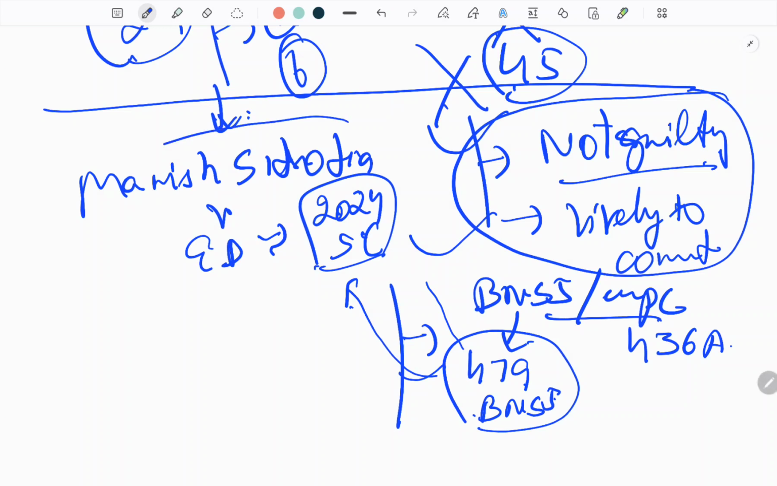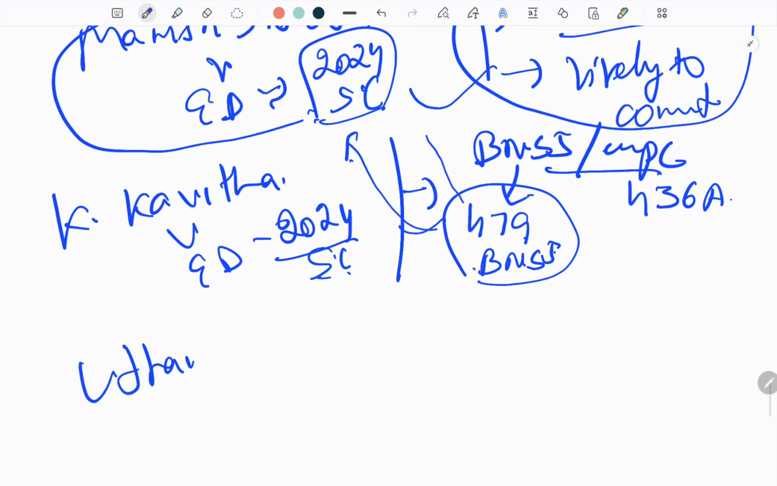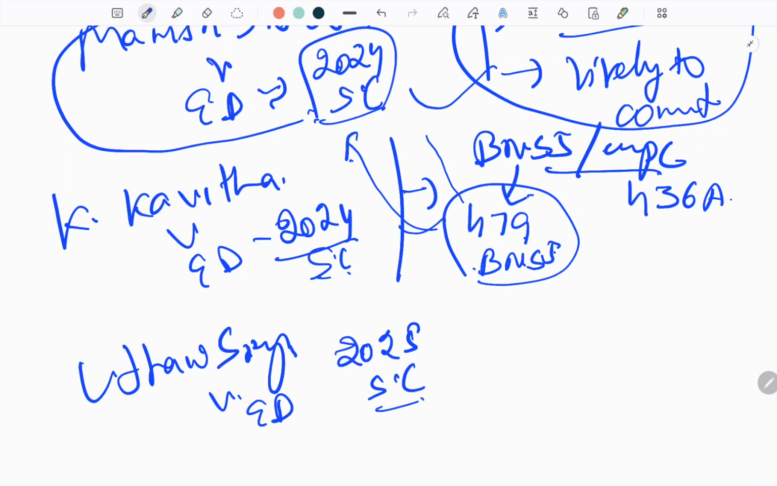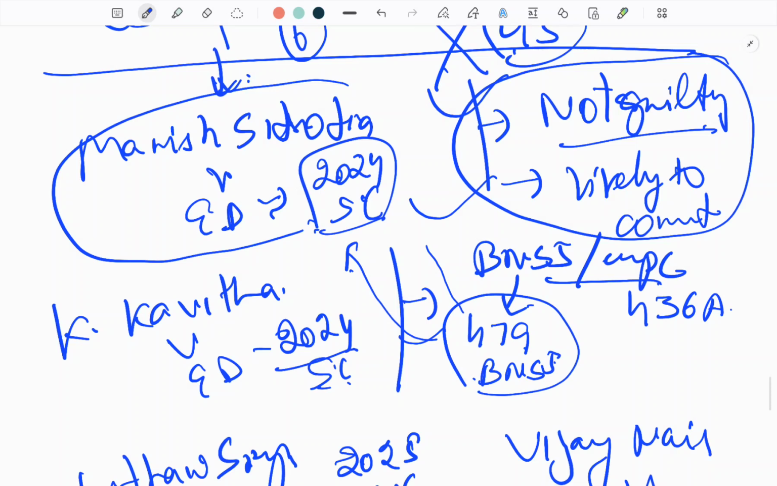There are other judgments like Manish Sisodia versus ED. One is K. Kavita versus ED, also a judgment of 2024 Supreme Court. One judgment is Uddhav Singh versus ED, 2025 Supreme Court. Other is Vijay Nair versus ED, 2024 Supreme Court. These are the judgments which say that even though there is a twin condition under section 45, if the person is kept in jail for so long and the trial is not to be concluded within a time-bound manner, the person gets bail. These are the provisions.